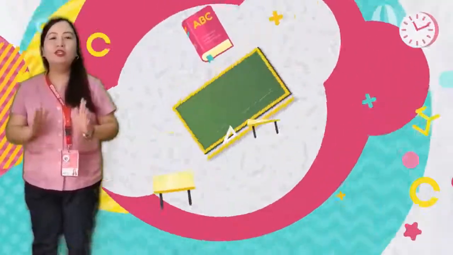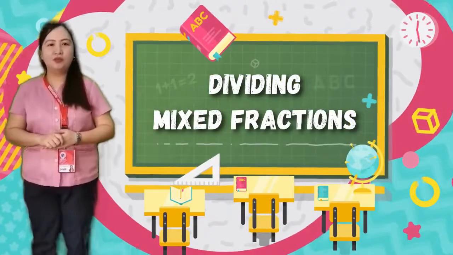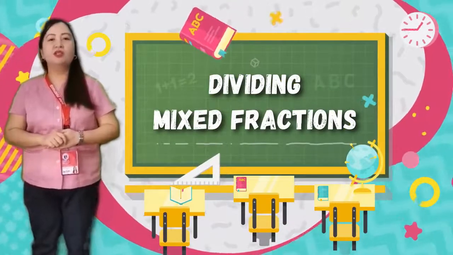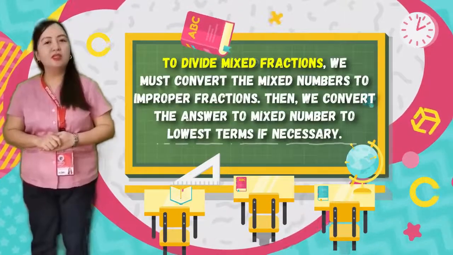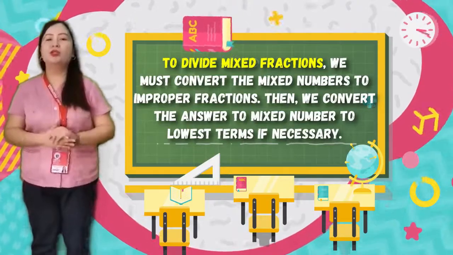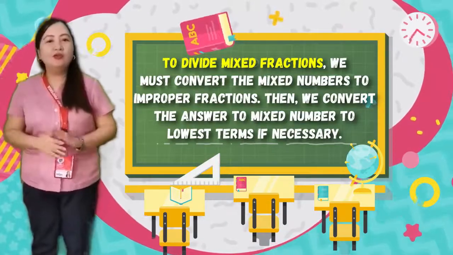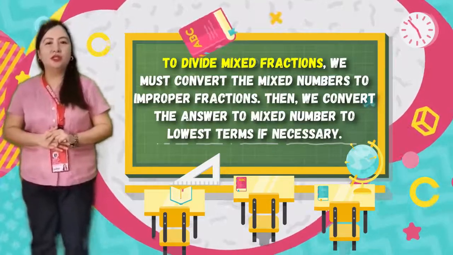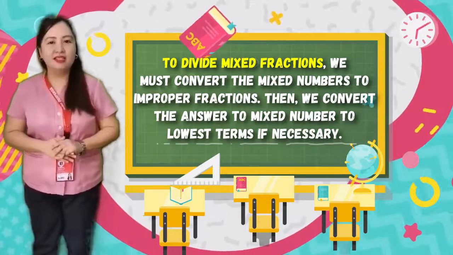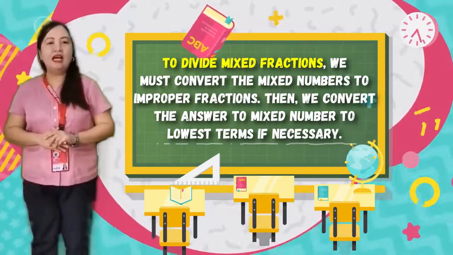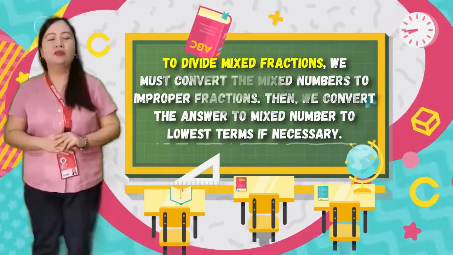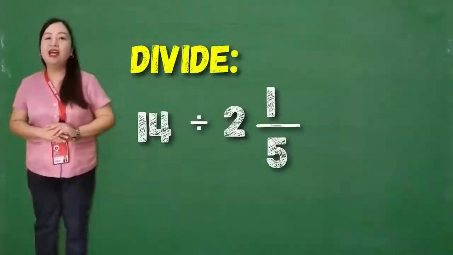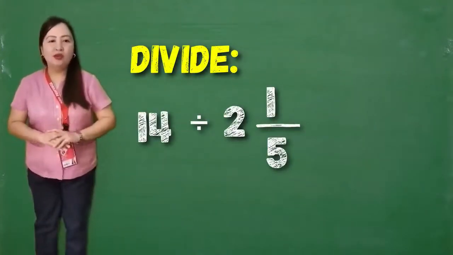Let's now move on to dividing mixed fractions. To divide mixed fractions, we must convert the mixed numbers to improper fractions. Then, we convert the answer to mixed number to lowest terms if necessary. Let's have the third example. 14 divided by 2 and 1/5.